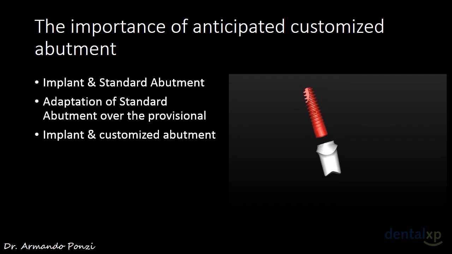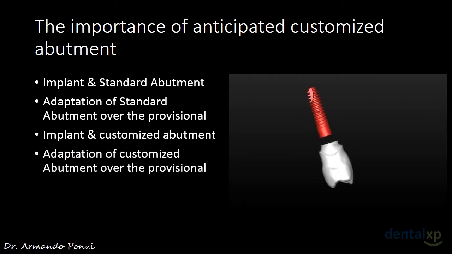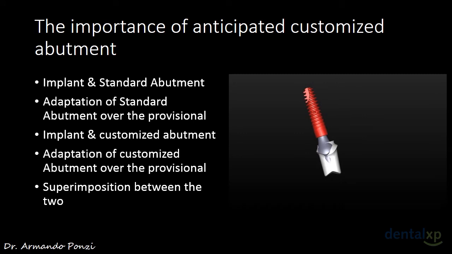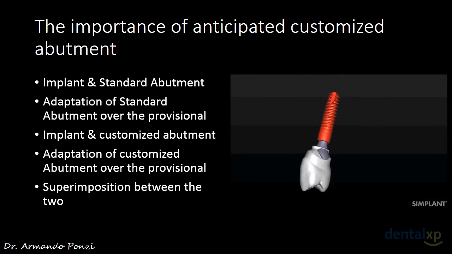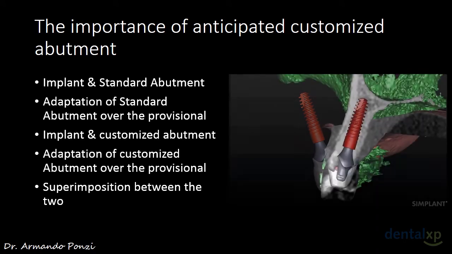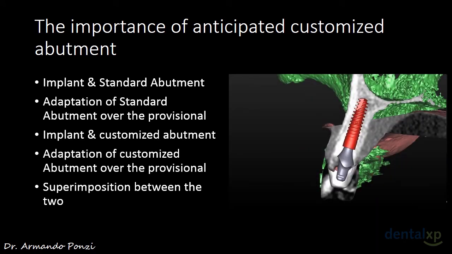The customized abutment instead has a very anatomical profile because it's digitally studied, and we see how it fits well over the provisional. We can appreciate now a superimposition between the two and see how they differ in the 3D space and in relation to the provisional. In this lateral view, we see the implant, the standard abutment, and its relation to the provisional and to the Atlantis one. In the second one, we see the relation between the implant and the customized abutment over the first provisional and Atlantis one, and we see how the internal fit is absolutely perfect.